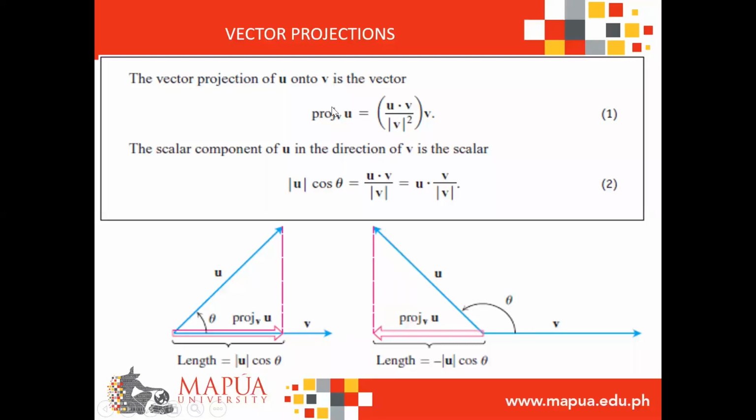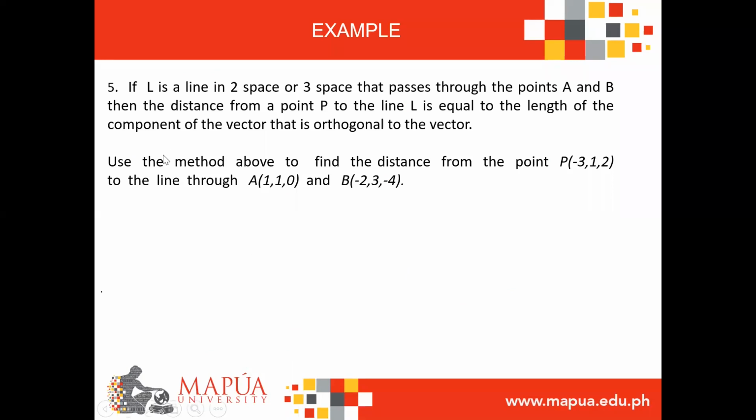So the formula to be used is for the projection of U onto V, that is equal to U dot V over magnitude of V squared times V. So this is the projection of U onto V by the point P on your line AB. So let us work now on the problem. So let us plot the 3 points given so that we can illustrate the situation of the problem.